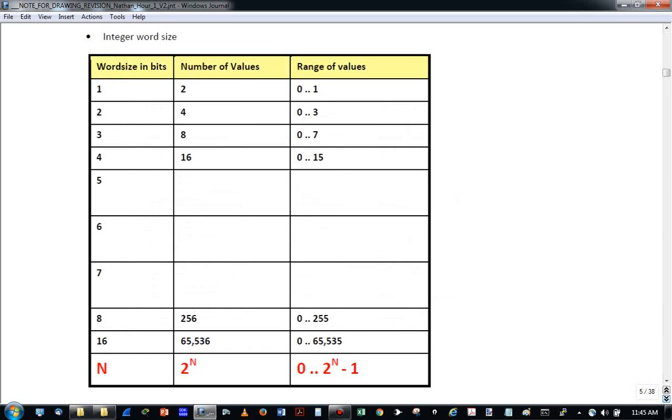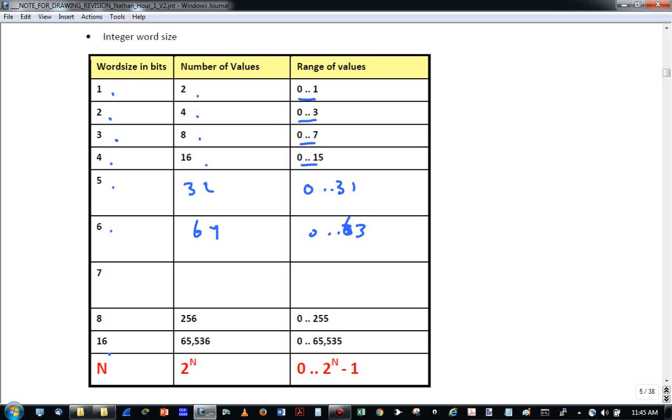In terms of integer word sizes, we looked at if we have a single bit, we can represent 2 values and they're numbered 0 to 1. If we have 2 bits, we can represent 4 values, numbered 0 to 3. And you'll see a pattern here. 3 bits, 8, 0 to 7. 4 bits, 16, 0 to 15. 5 bits would be 32 and 0 to 31. 6 bits, 64, 0 to 63, and so on.